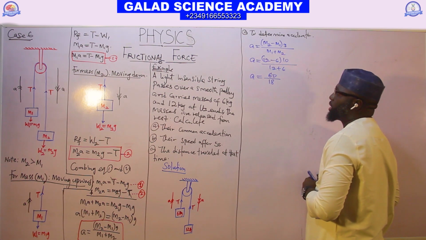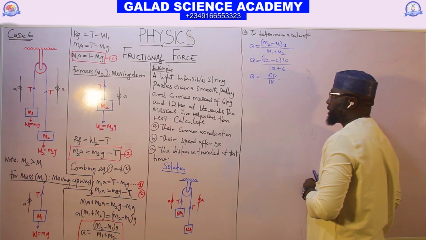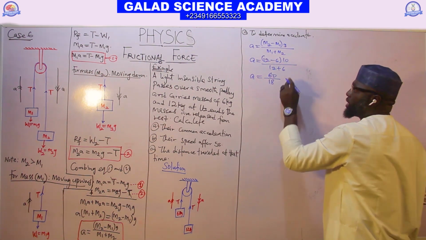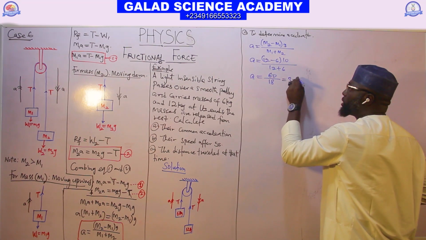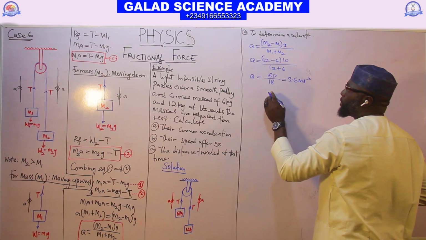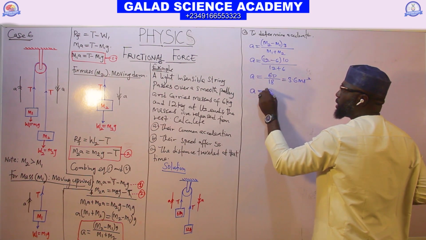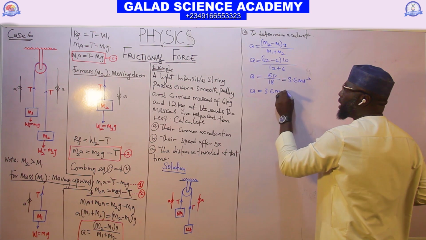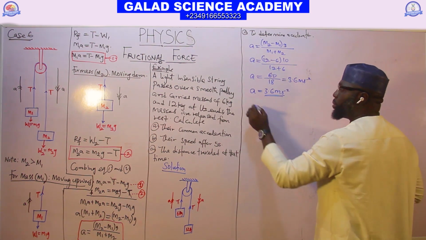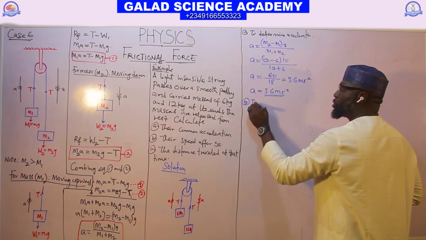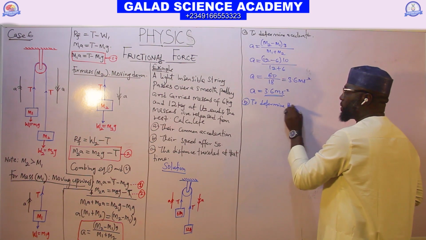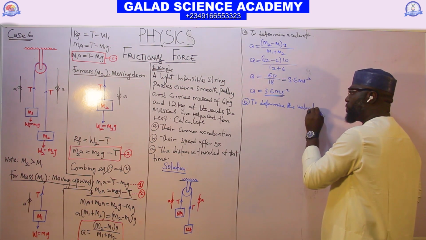18 into 60, so we have 3.6. So the acceleration here will be equal to 3.6 meters per second squared. So a equals 3.6 meters per second squared. That's the acceleration. What is the second one? B, to determine the velocity.